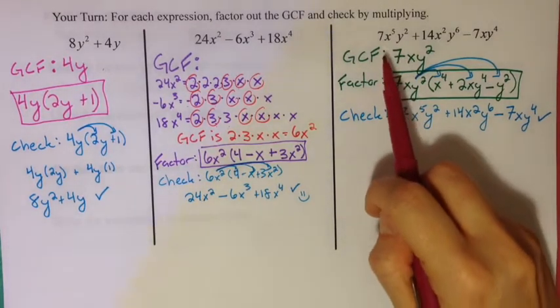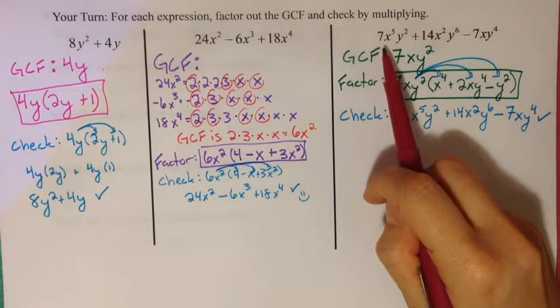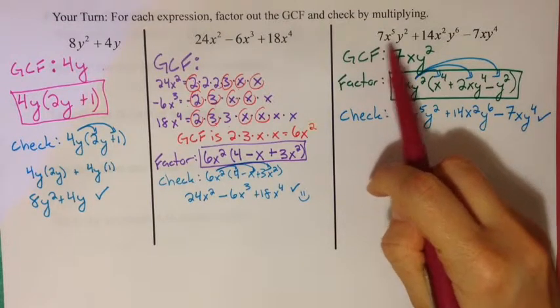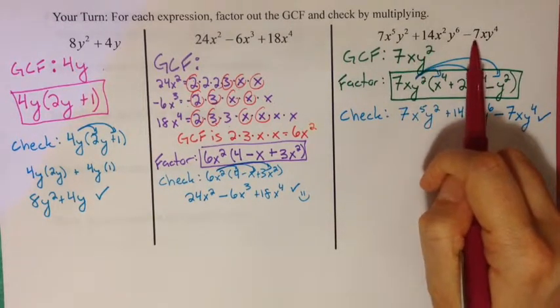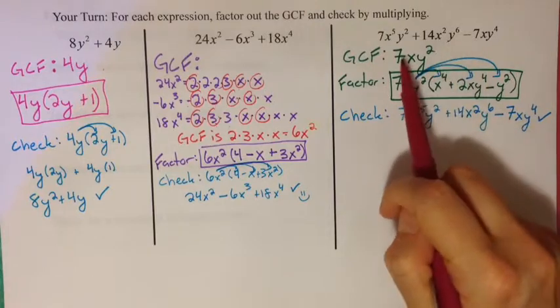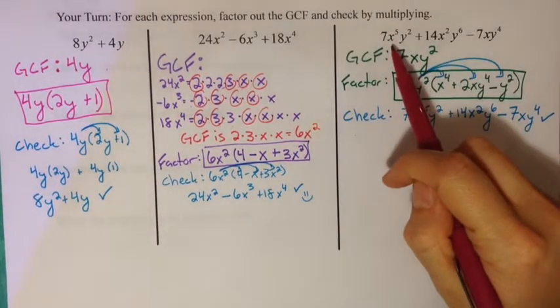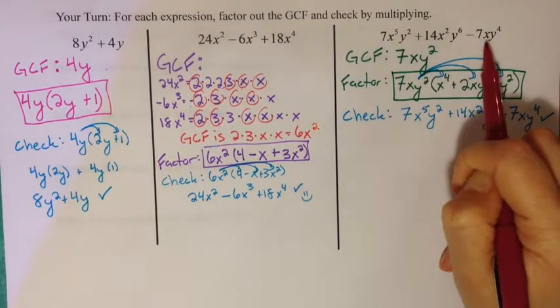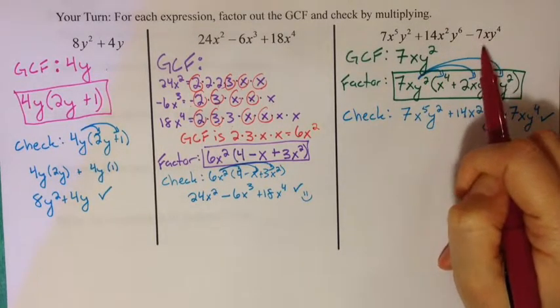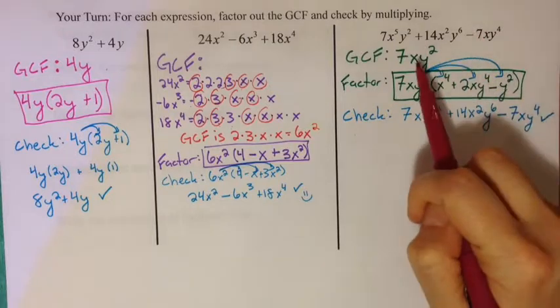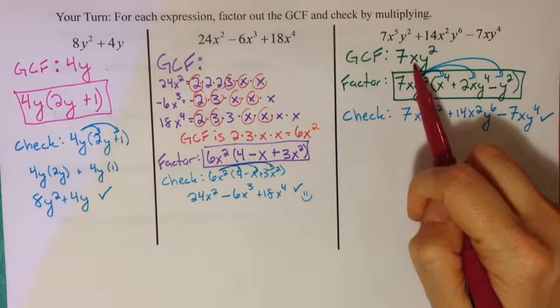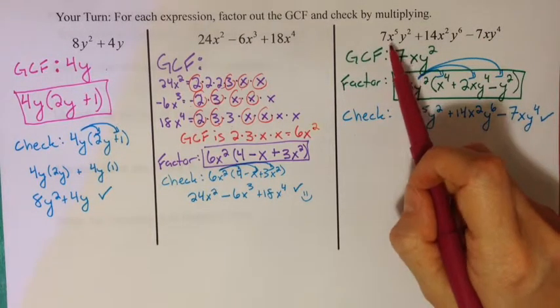Looking at these 3 terms, I started by looking to see what the numbers have in common. I have a 7, a 14, and a negative 7. What they all have in common is just 7. Now I take a look at the x's. I have an x to the 5th, an x squared, and a single x. Because this last term has only a single x, that's all that's going to make it into my greatest common factor. Because remember, I need things that they all have in common.